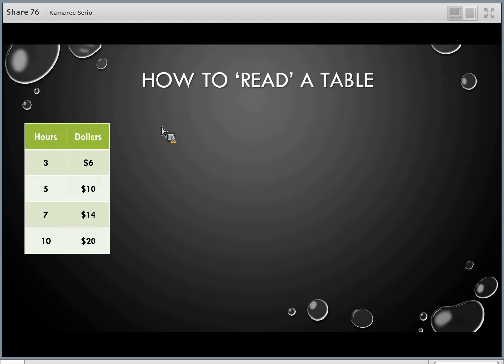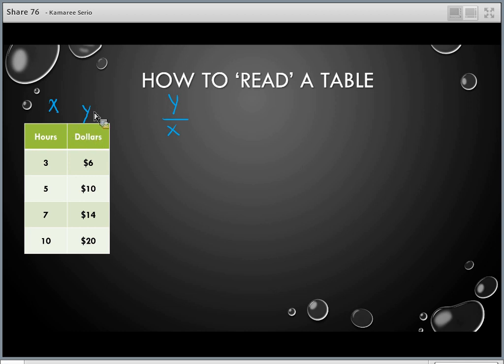Okay, so first I want to go over how you read a table. Now if you remember from last week, I said that your unit rate is always y over x. Okay, that is still true. When you're looking at a table, your first column is your x, your second column is your y. Think about the alphabet.